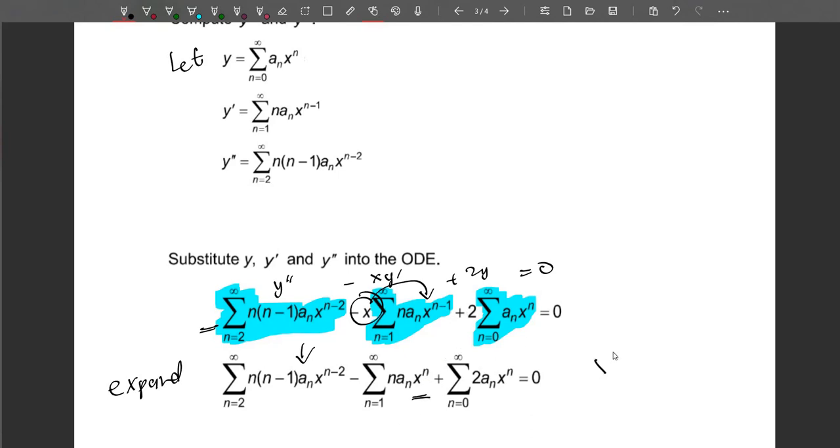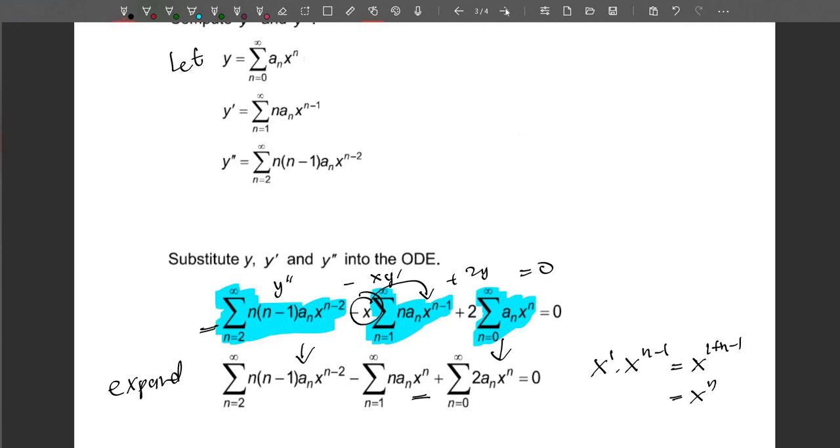Remember the law of index: x power of 1 multiplied with x power of n minus 1, we add the powers, 1 plus n minus 1, that's why we have x power of n. This is just for you to recall. And for this one, there's only 2. You have the option whether to write 2 in the summation or outside the summation. It doesn't matter here.